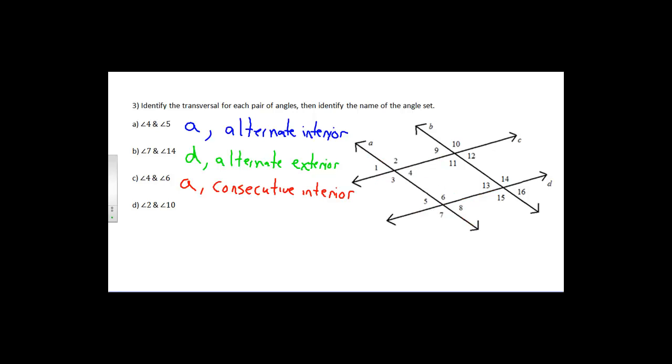And last but certainly not least, part D, angles 2 and angles 10. These two angles are both along transversal C, and in their respective groupings, they're both in the upper right-hand side. That makes them corresponding angles. And we are done.